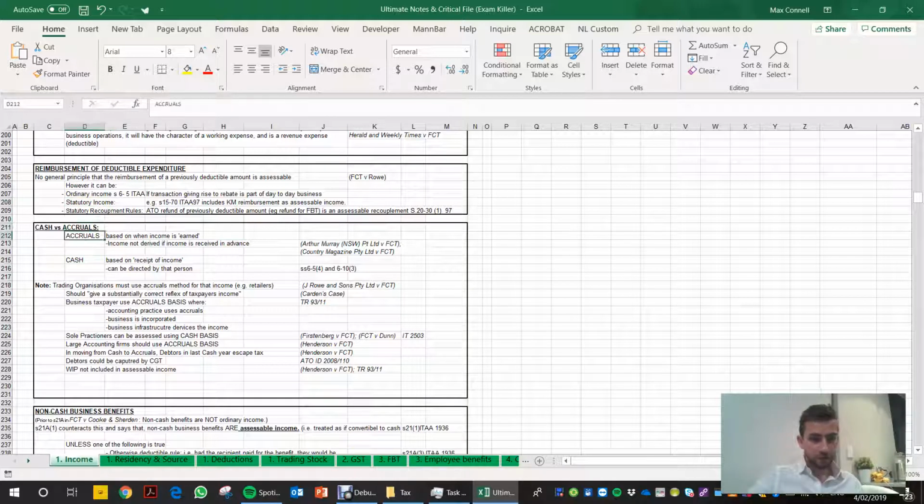Okay, so we talked about the difference between cash versus accruals. Here is just some more general notes about this distinction. So, when you should use each instance. Business taxpayers should use accruals. If you're running a business, use accruals. If you're a small individual practitioner, or think small business is cash, large business is accruals.